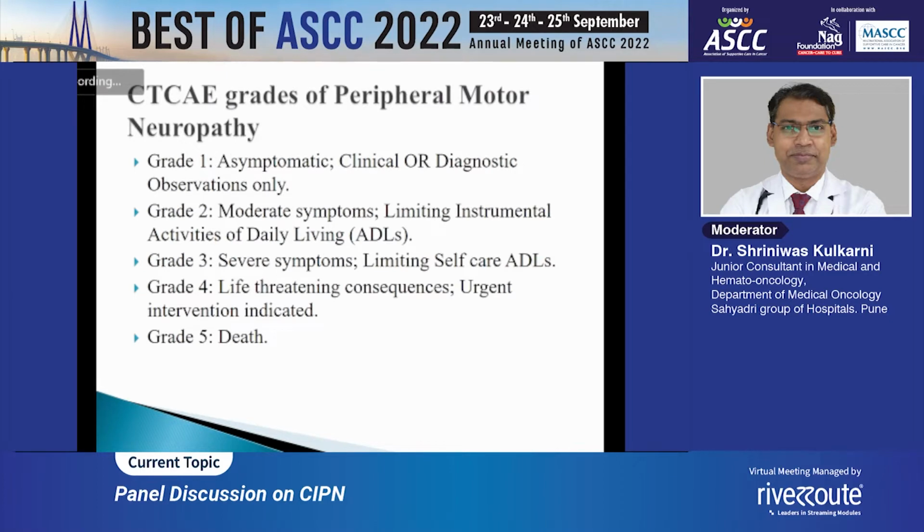If we see the grades of peripheral motor neuropathy, there are 5 grades, right from grade 1, which is asymptomatic, clinical or diagnostic observations only. Grade 2 is moderate symptoms, limiting the instrumental activities of daily living. Grade 3, severe symptoms, limiting the self-care activities of daily living. Grade 4, life-threatening consequences and urgent intervention is needed, and grade 5 is death.